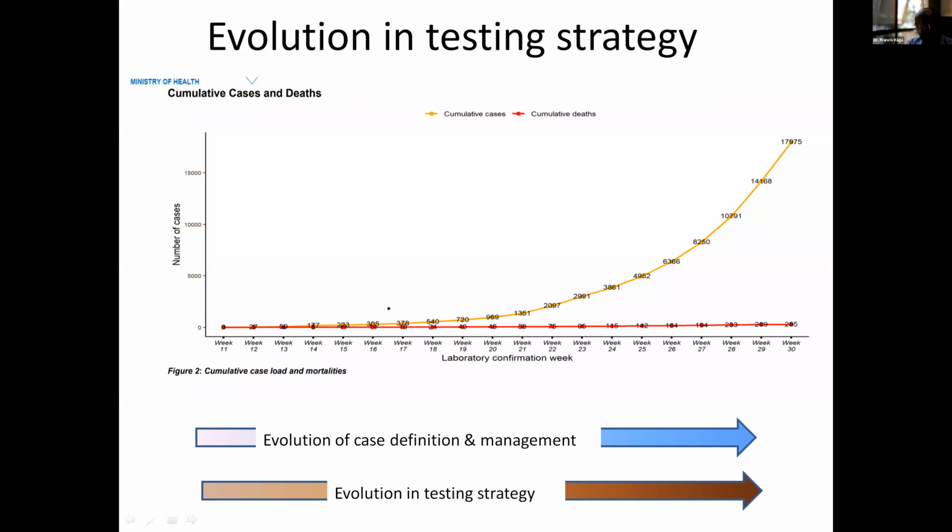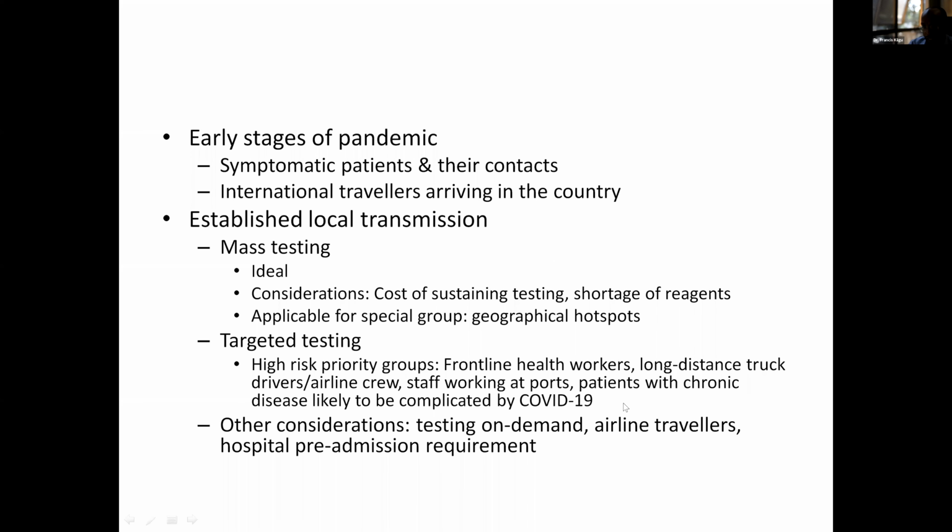So we have alluded to the fact that in the early stages of the pandemic, testing was targeted at symptomatic patients and their contacts, and also at international travelers arriving in the country. Well, in situations where you have established local transmission, what would be ideal would be mass testing, but there are considerations that have to be made, including issues of sustaining such a program. We also have to be alive to the fact that there is quite a heavy demand of reagents globally, which will correspond to regular shortages. And this may mean that mass testing may not be applicable in all circumstances, but mass testing can be implemented for special groups, especially for areas where you have geographical hotspots.